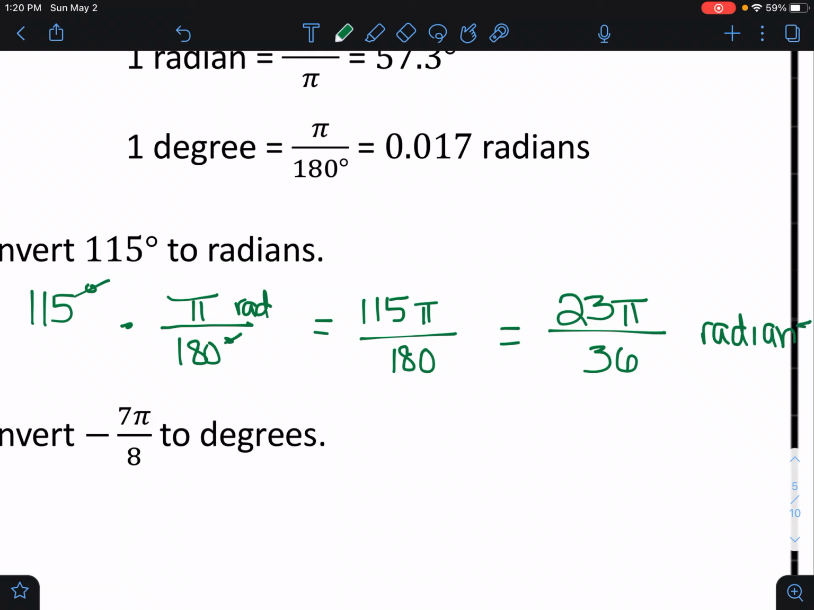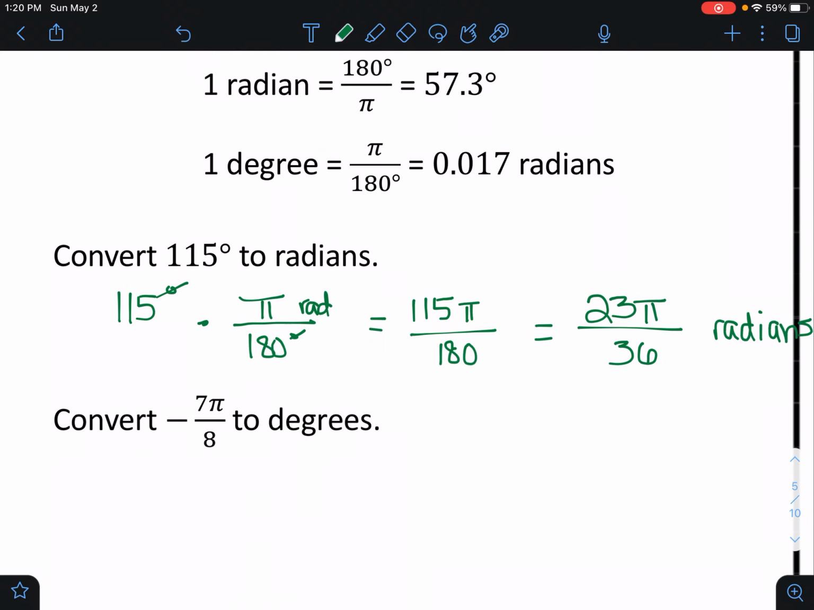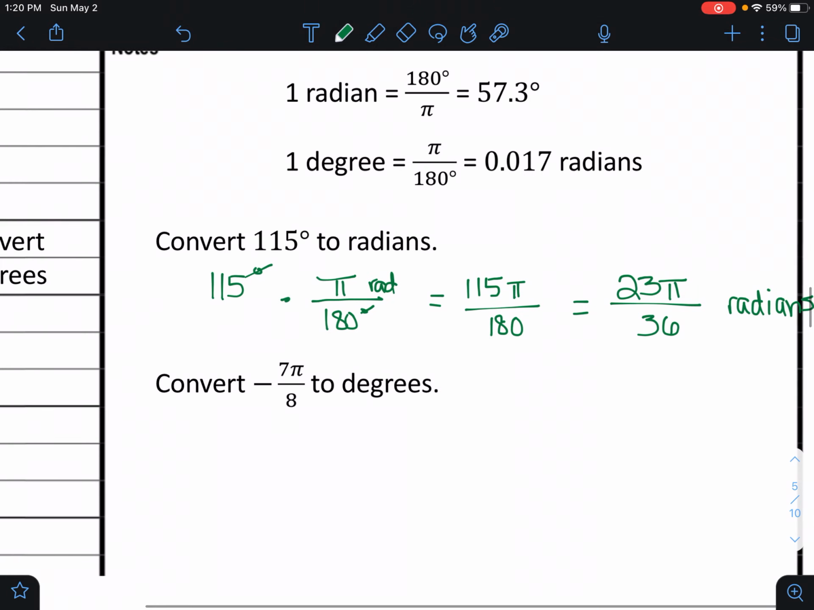When you have the pi in there, it's assumed that that's radians. So if you don't write the radians in there, that's not the end of the world because it's assumed. It's up to you. But this would be my answer, again in terms of pi.